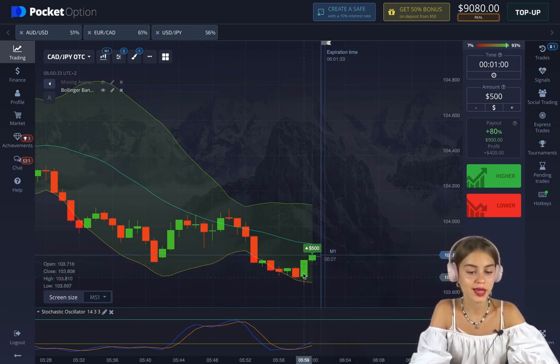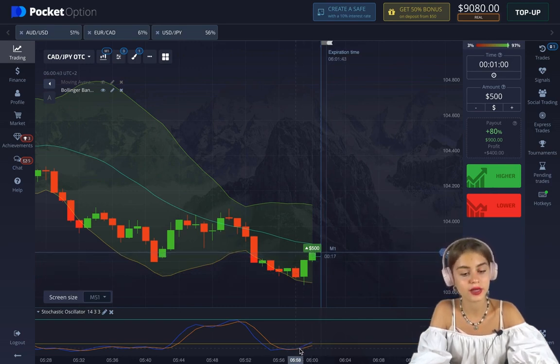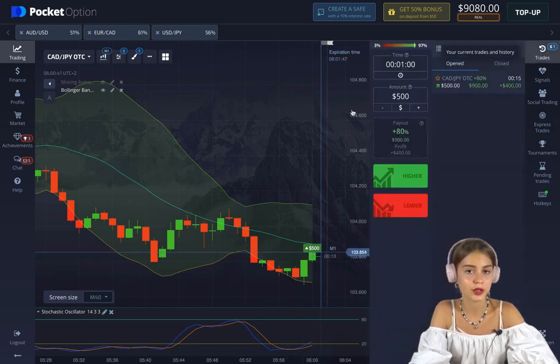So after the growing candle, we open a deal with higher right away, as the next candle is gonna be green as well. Moreover, our indicator is in oversold zone, it's clear and reasonable, and we just wait.